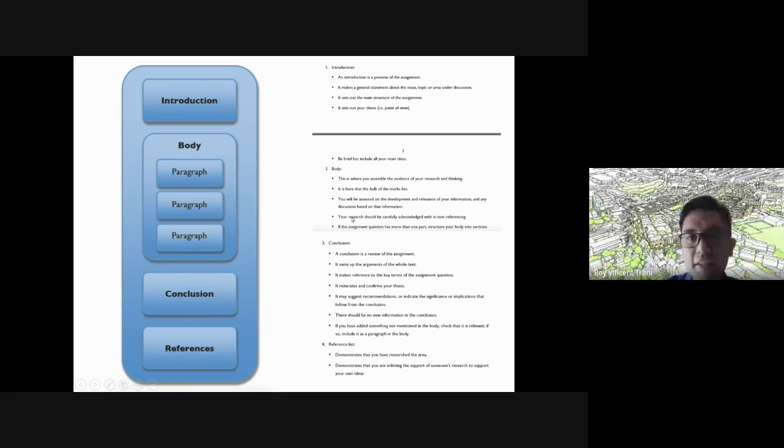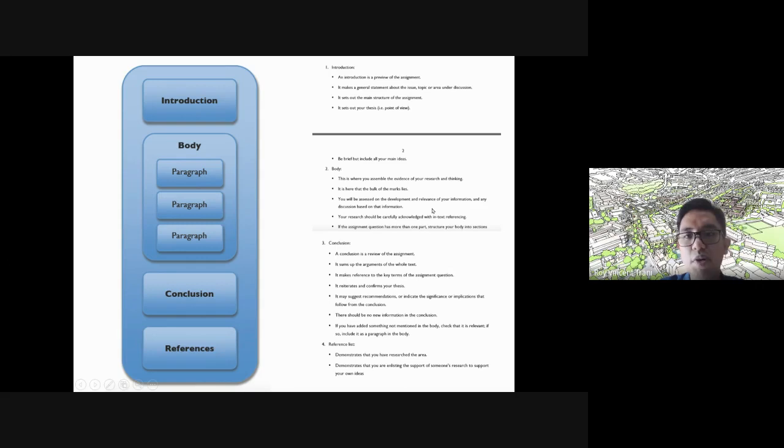So the body, this is where you assemble your evidence of your research and thinking. So what is the main point of your research? I was going to say the introduction would be about 100 to 200 words. The body can have, let's say, 500 to 1,000 words. So this is really where you can go crazy.